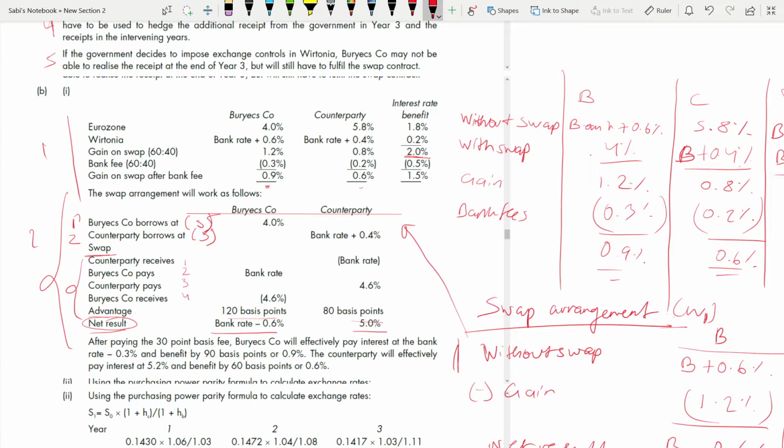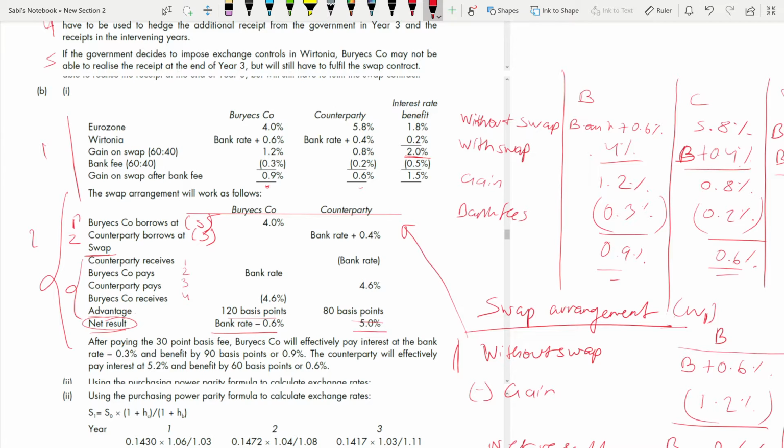To see what to pay and what to receive, always check your net result. You have to do your calculation. You have to write in such a way that your net result at the end, for Bruce company, you have to get bank rate minus 0.6%. For counterparty, you have to get 5%.